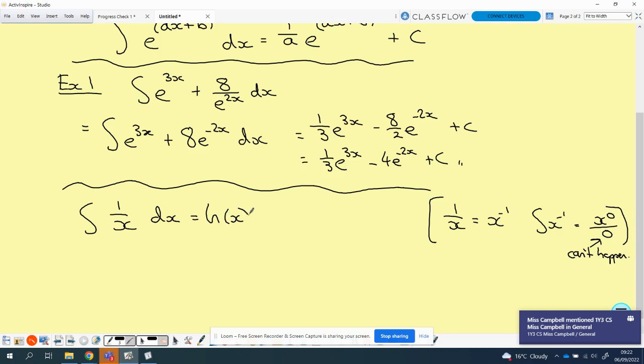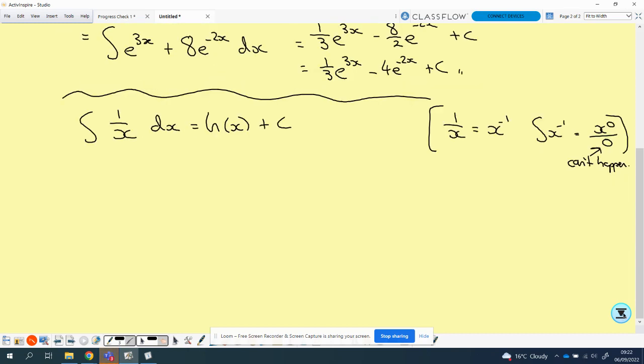then we get the natural log of x plus c. Okay, that's the rule for integrating 1 over x. You get a log x plus c, and if you differentiate a log, you get 1 over x. That's what we've seen earlier in the course, so it's just the reverse process. Okay, we'll look at a couple of examples just to show that.